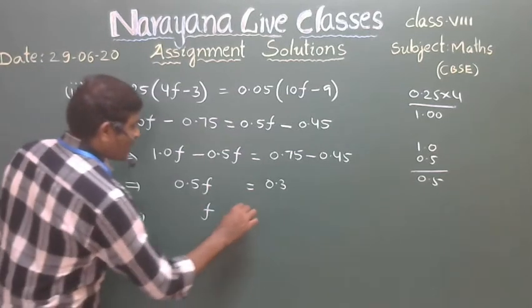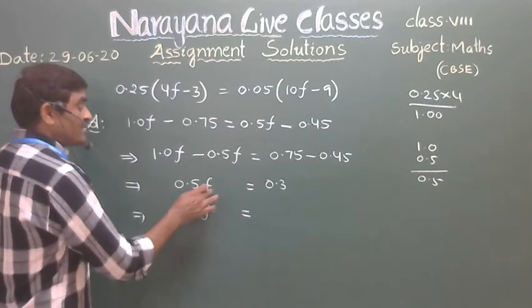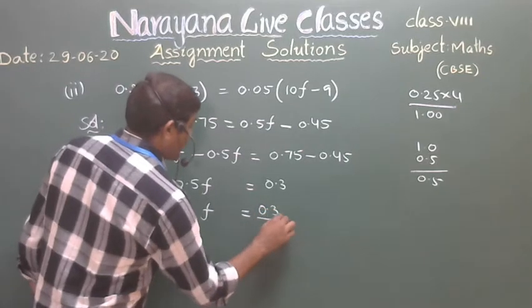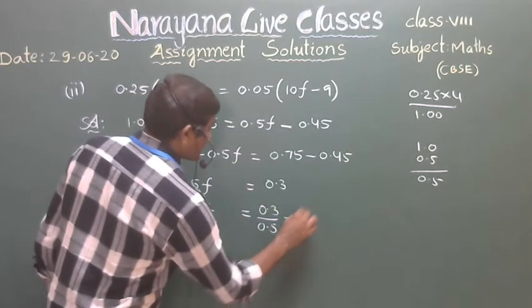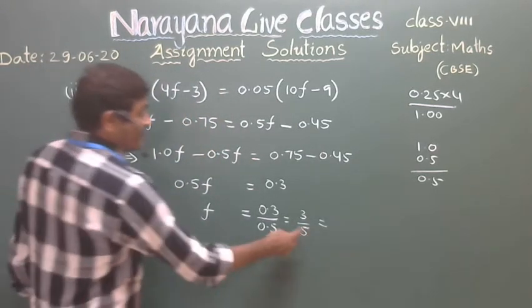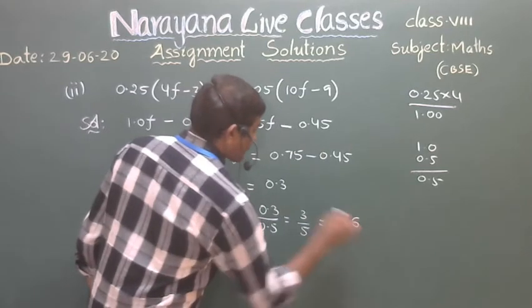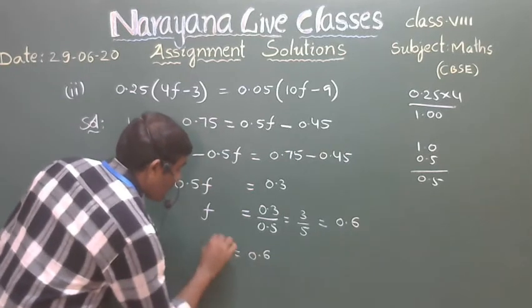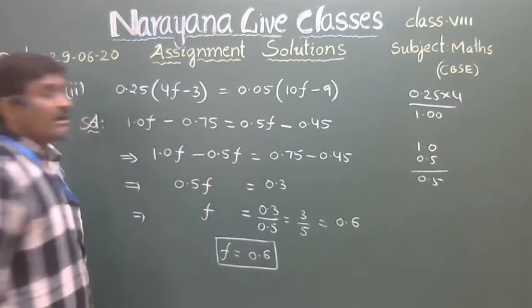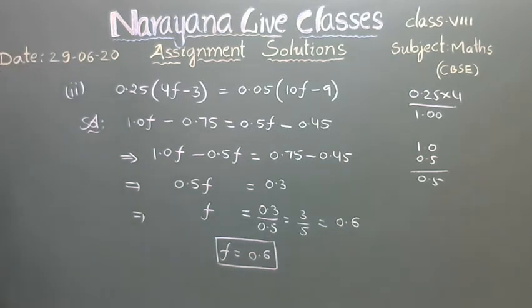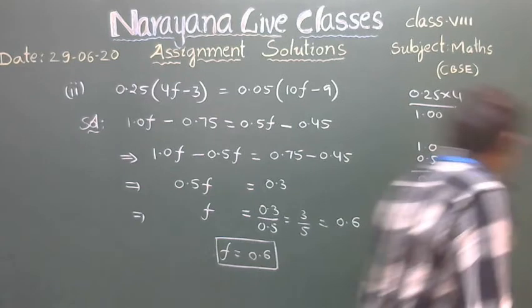Then f is equal to, this 0.5 is multiplied with f. After transforming to the right side, it should be divided. So we get 0.3 by 0.5. This is nothing but 3 by 5. Also, we can write the fraction in decimals, 5 sixes are 30, 0.6. Therefore, f is equal to 0.6 or 3 by 5 is our solution. This is the solution of the second sum. Now, let me explain the second Roman sum.